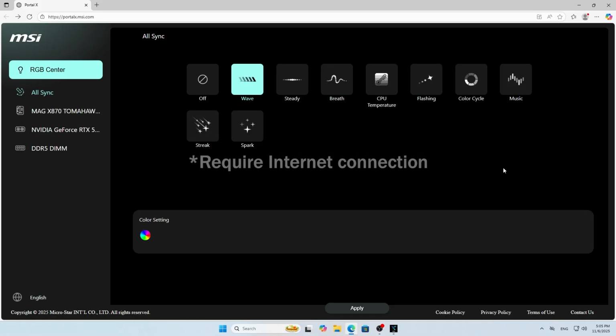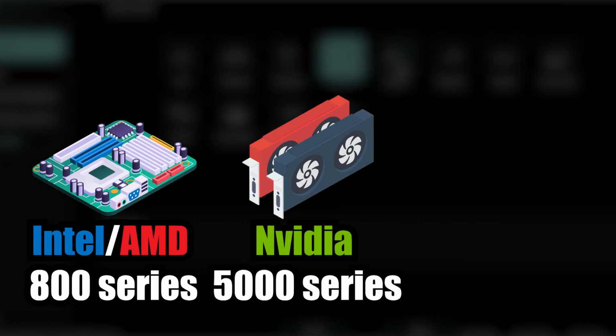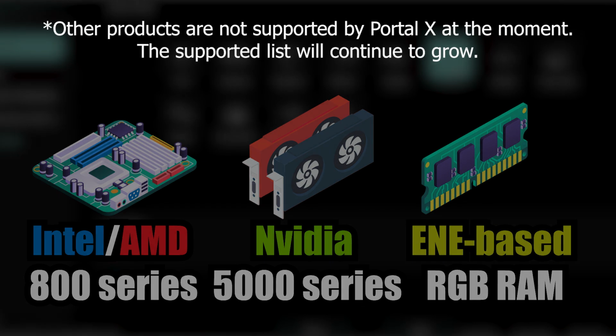That being said, you will need the latest MSI hardware to use Portal X. The supported devices start from Intel and AMD 800 series motherboards, NVIDIA 5000 series graphics cards, and ENE-based RGB memory.